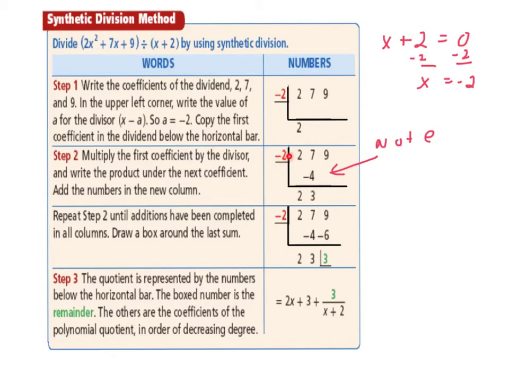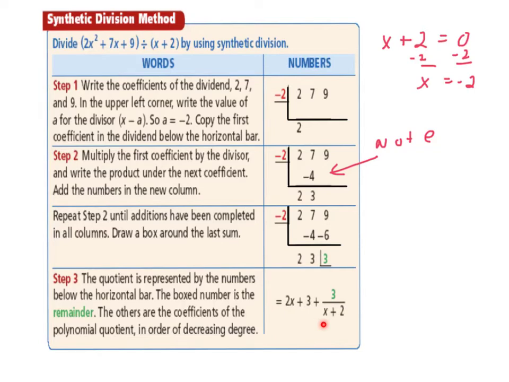Now I'm going to multiply negative 2 times 3. That's going to give me 6, and I'm going to put it right there. Okay? All right, now I'm going to add again. 9 minus 6, and that gives me a positive 3. And then I want you to notice we get the same thing that we got on the previous page.